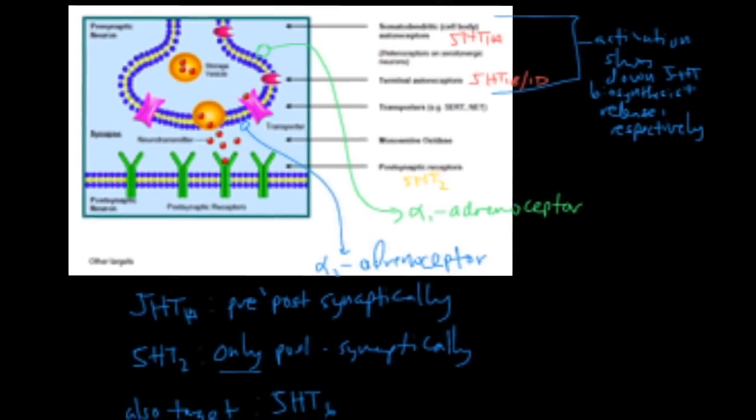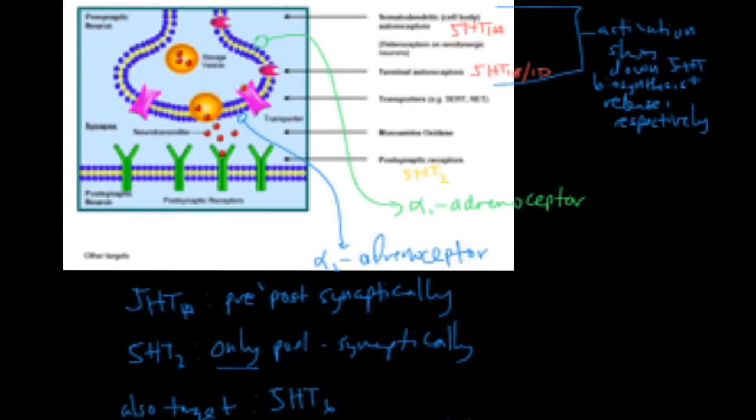So here's a picture summarizing the mechanism of antidepressants. Your somatodendritic or cell body autoreceptors are your 5-HT1A receptors, and your terminal autoreceptors are your 5-HT1B/1D receptors. So activation of either one shuts down 5-HT biosynthesis and release, respectively. Activation of your somatodendritic receptors, aka your 5-HT1A receptor, shuts down 5-HT biosynthesis, whereas activation of your terminal autoreceptors, aka 5-HT1B/1D receptors, shuts down 5-HT release, which leaves the potential for a 5-HT1A or 5-HT1B/1D antagonist.